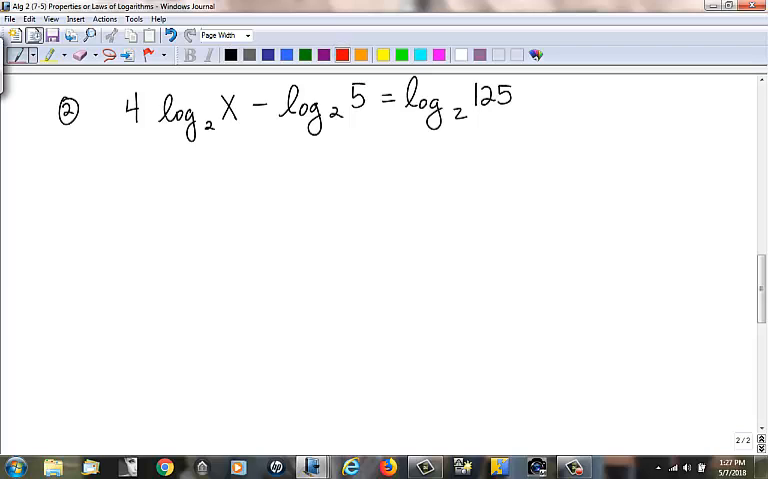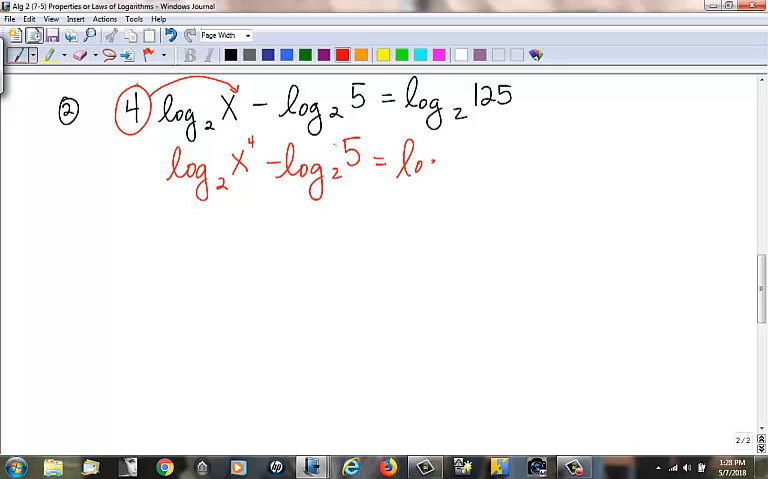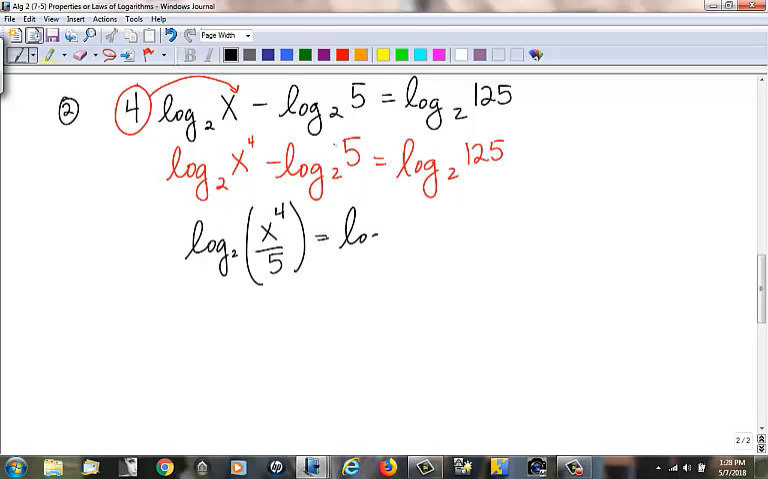Okay, applying the third law of logarithms, this goes back up here as an exponent. So that'd be the log of x to the 4th base 2 minus the log of 5 base 2 equals the log of 125 base 2. Same idea, you're subtracting the logarithms, therefore you're dividing the numbers. So this will go back to the log of x to the 4th divided by 5 base 2 equals the log of 125 base 2.